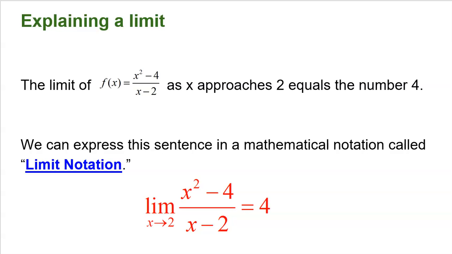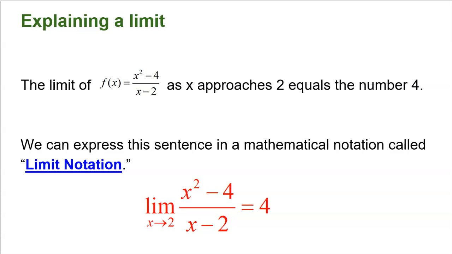So here's what we say. We say the limit of f of x, x squared minus 4 over x minus 2, as x approaches 2 equals the number 4. So we can't say that at 2, we are at 4, because that's just not true. At 2, there's a hole. There's nothing at 2. So a limit is talking about getting closer and closer to a value, right? So it's a limit. We're limited to 2. We know we can't be 2, but we can get really, really close to 2. And to express this mathematical sentence, that as we approach 2, the function equals 4, we use a limit.